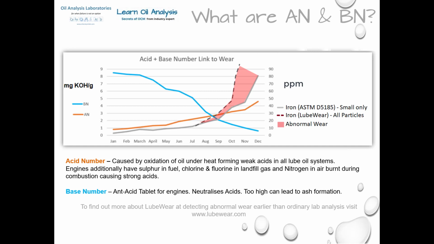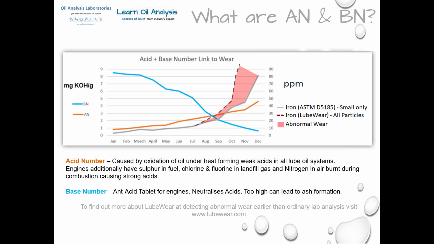In engines, the problem of acid formation is compounded by the fact the fuel being burnt can form strong acids such as nitric acid from the nitrogen in the air. Sulfuric acid, the same acid found in battery acid, acid drain cleaners and acid rain, is generated from the sulfur in the liquid fuel being burnt, or the hydrogen sulfide in sour methane gas fuels.